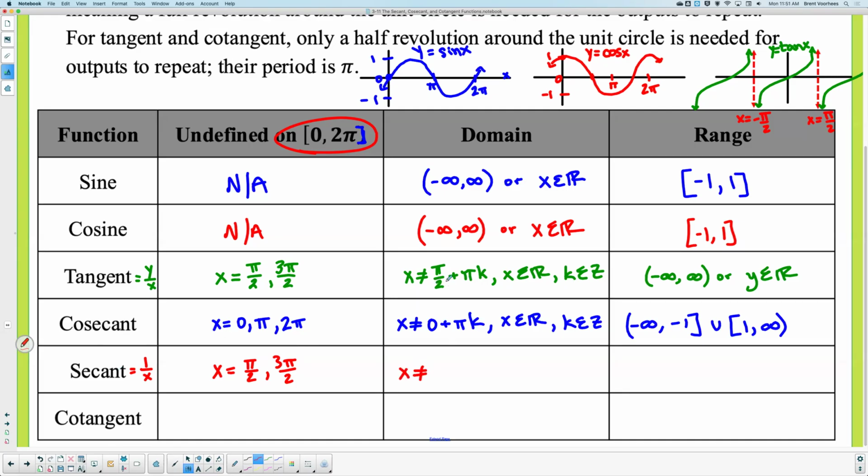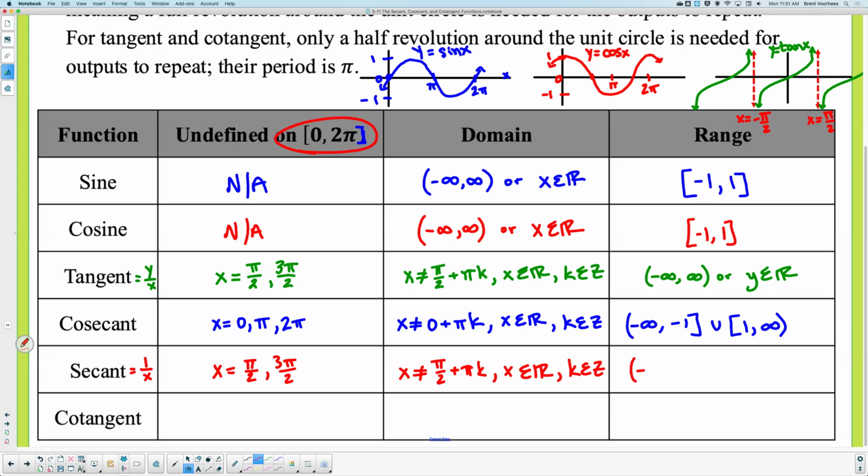x cannot be pi over 2, nor any value that's 1 pi away, or any number of pi's away. But x will be all other real values, and k is always an integer. So just basically copy what you put for the domain for tangent. Secant's range is going to follow the same rule as cosecant did with sine. Secant's going to be everything that cosine is not. So cosine is only between -1 and 1.